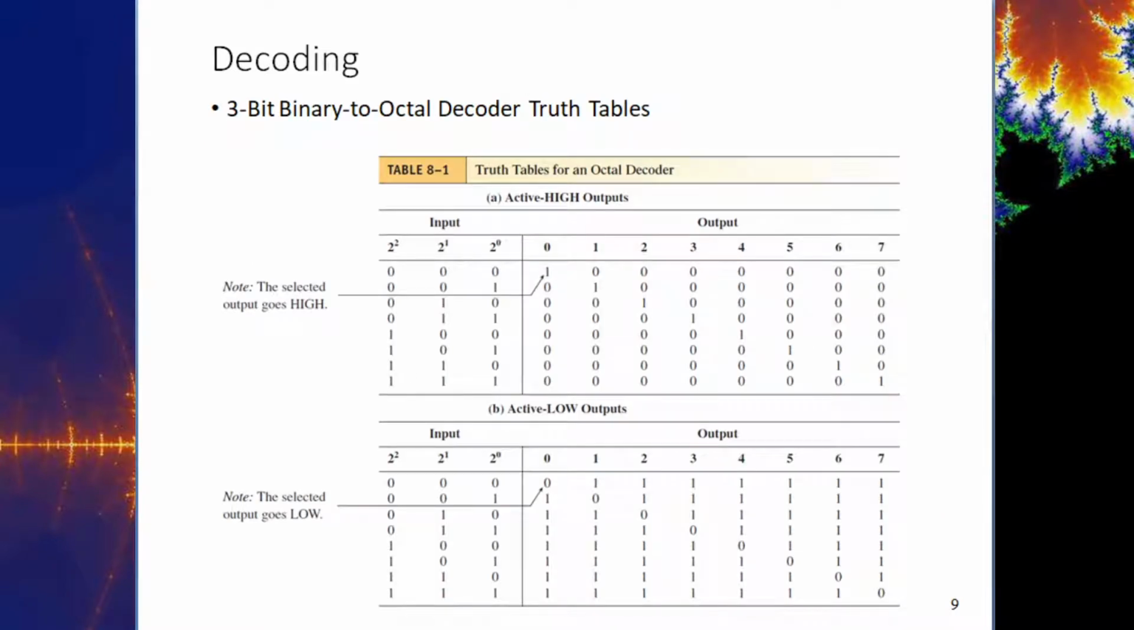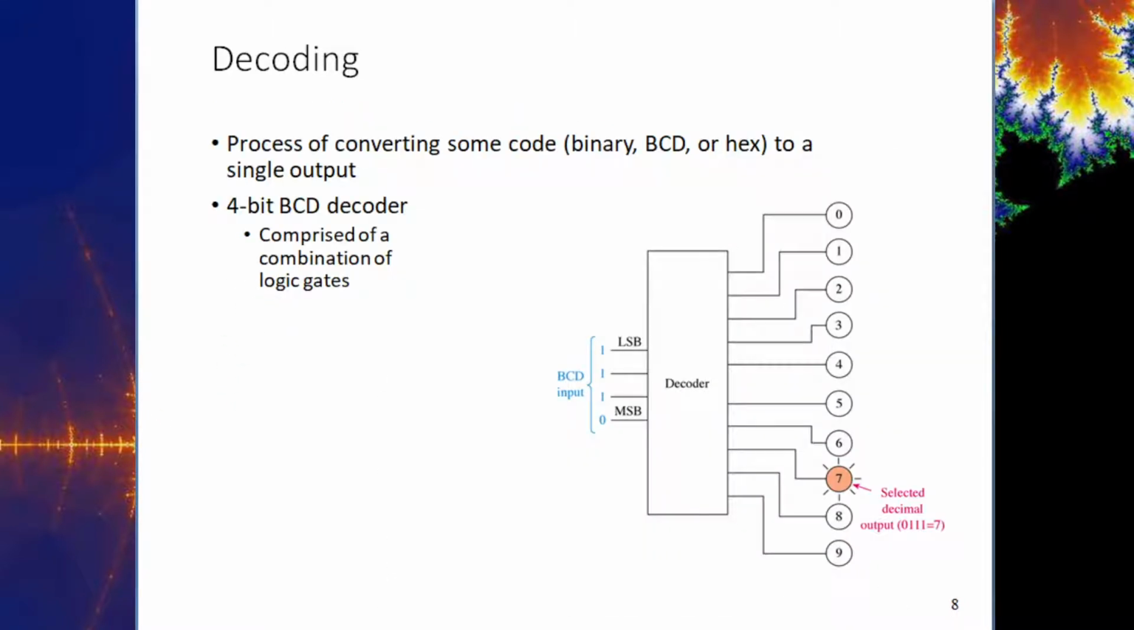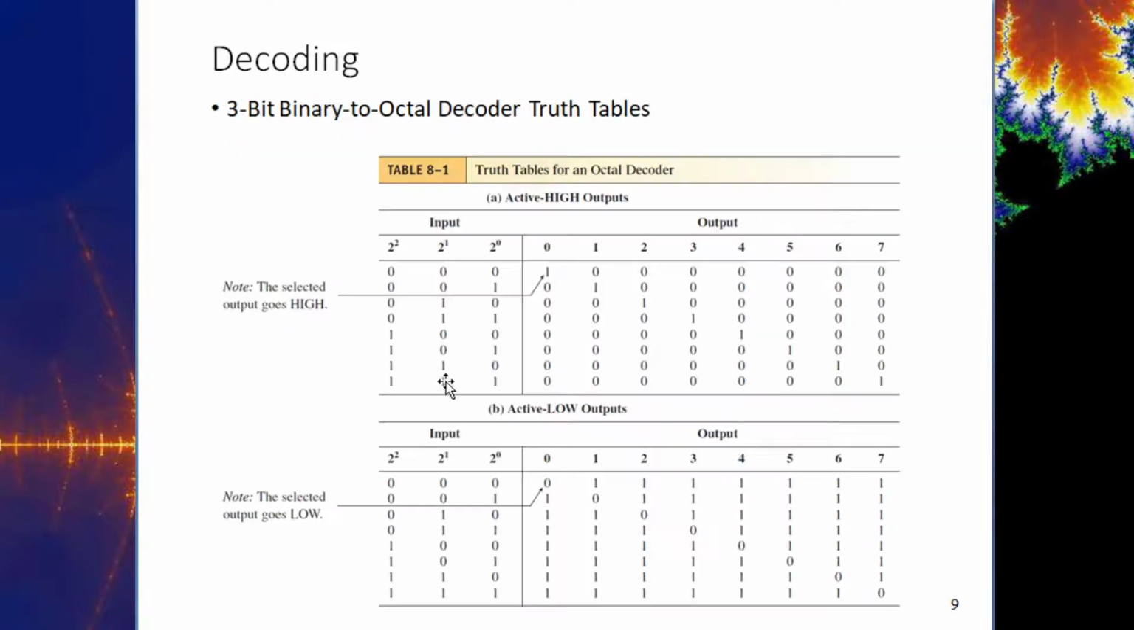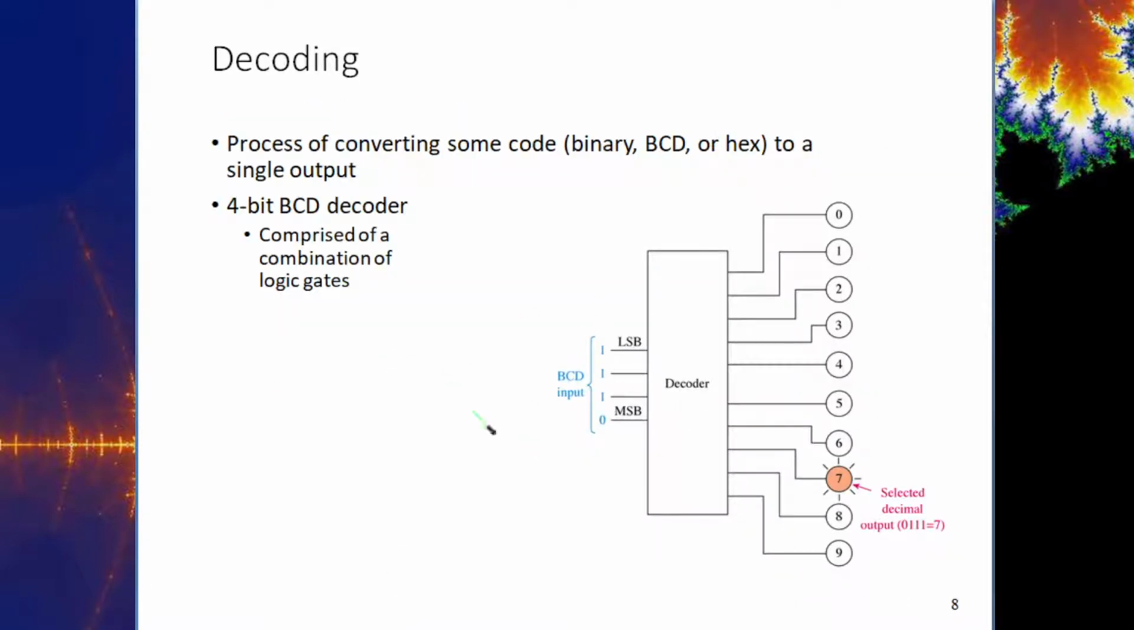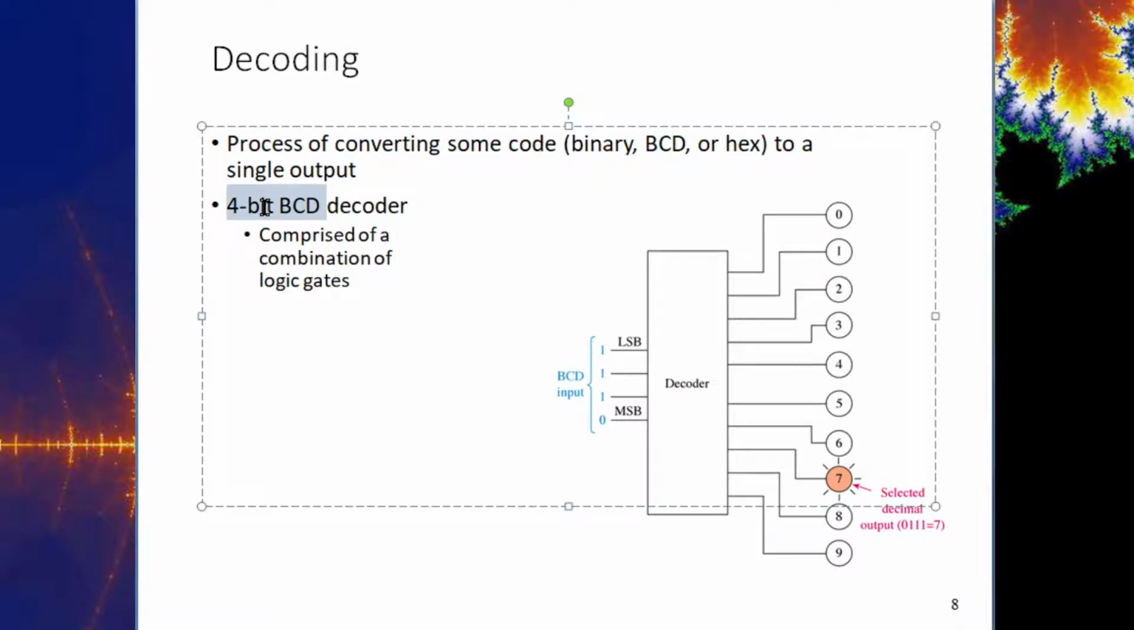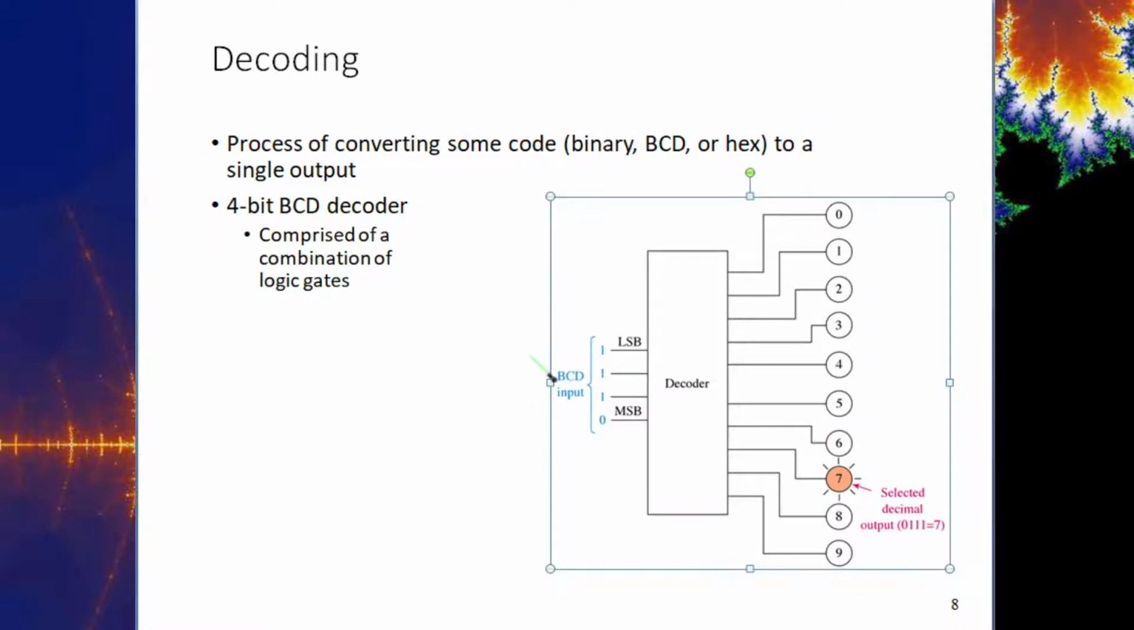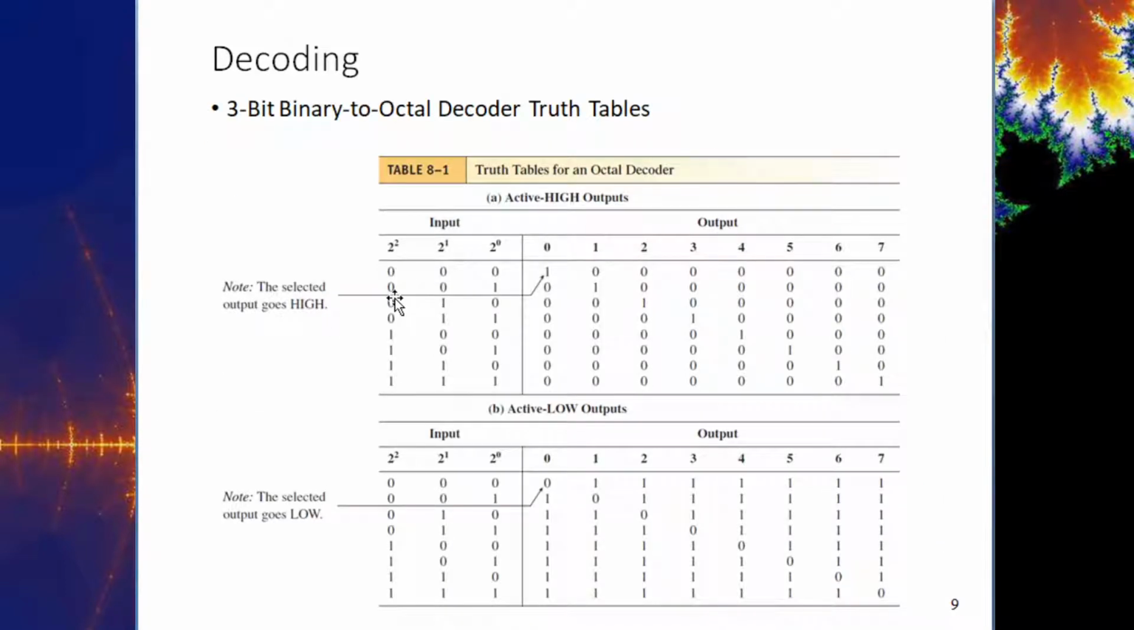Here's what it looks like. This is an octal decoder, and that's 3 bits. In the one we looked at previously, that's 4 bits, and it's BCD because we specify it here. Otherwise, if it's just a 4-bit decoder, that's a hex. Here we've got an octal decoder with 3 bits, so there are 8 possible combinations on the input. And notice what happens: only one of the outputs turns on.